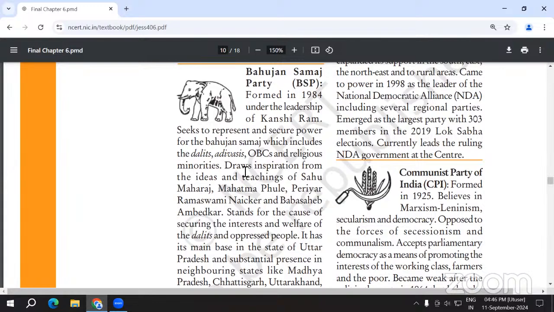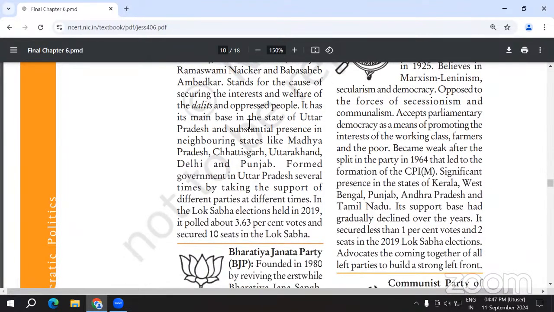Now, the next important point is that it has its base in the state of Uttar Pradesh. It was founded in Uttar Pradesh only. So its main base is also Uttar Pradesh. But this particular party's support base extended to nearby states: Madhya Pradesh, Chhattisgarh, Uttarakhand, Delhi and Punjab. So you can understand why it is considered a national party.